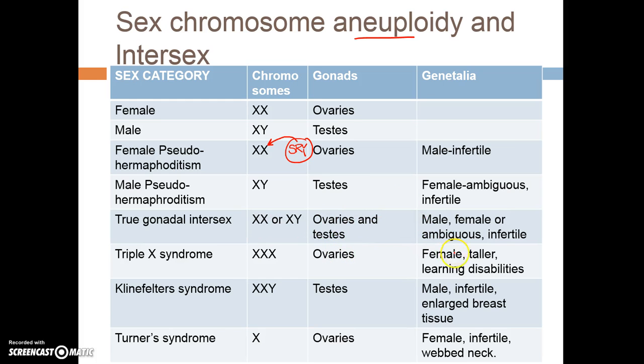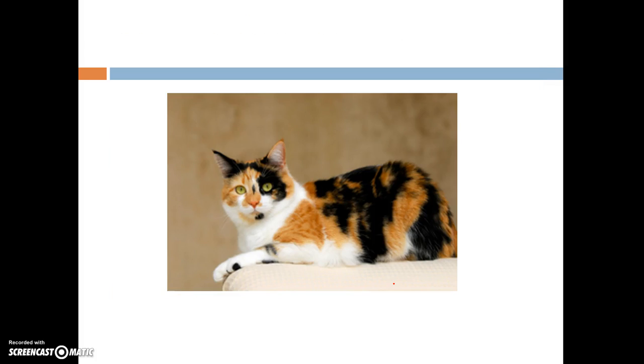We were saying there's the triple X situation. That is a female. She's going to be a little taller, more at risk for learning disabilities. Klinefelter syndrome, so that's when you have the Y chromosome, so you're a male, but that extra X chromosome is going to cause enlarged breast tissue and infertility. And Turner syndrome, this female would be infertile, but there are a few symptoms like a webbed neck and a few other ones. So they're really interesting to read about if you're curious about it. Okay. All right.